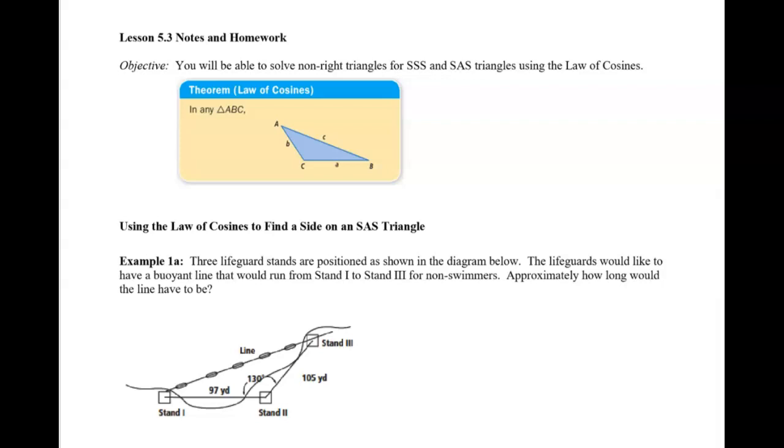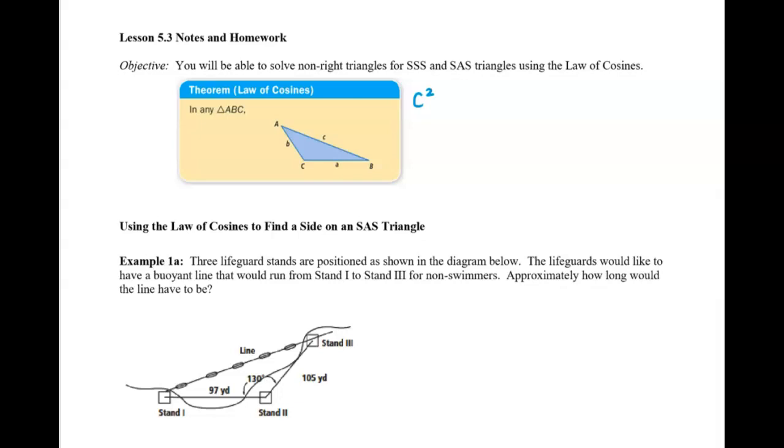Lesson 5.3 is the law of cosines. So this triangle setup is the same as for law of sines, as far as angle A is opposite side lowercase a, etc., and that makes up our pairs. This formula is a little more complicated.